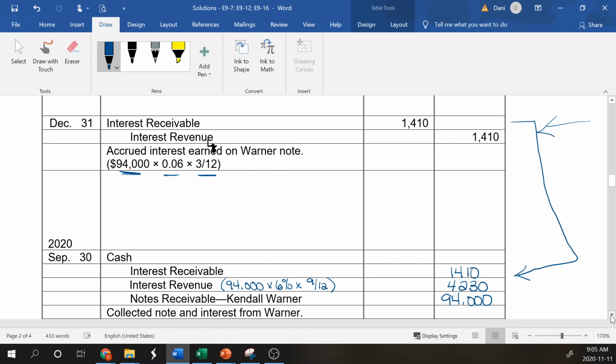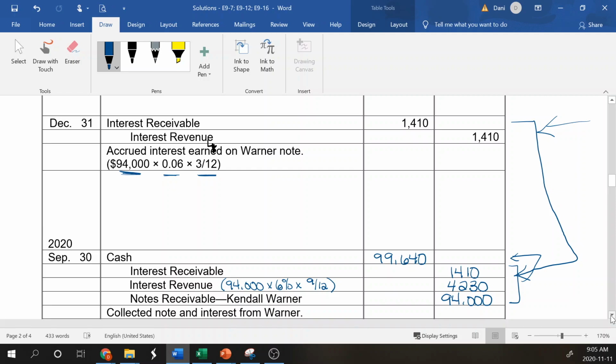And then to get the cash, we just add all of these up. So the total of those ends up being $99,640. So September 30th, that would be the cash that we have. We've already booked a portion of the interest, so we just book the remaining 9 months and then get rid of our 2 receivables.